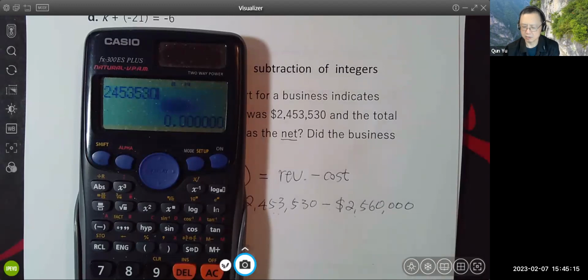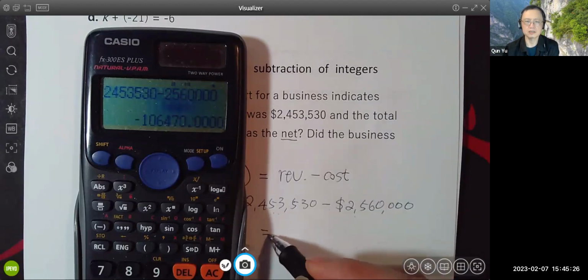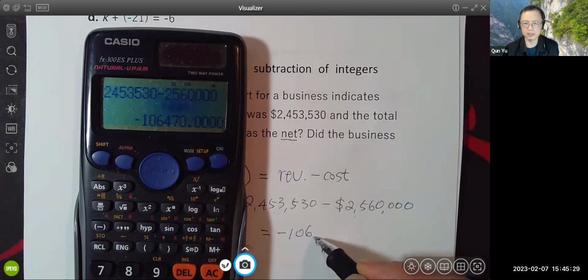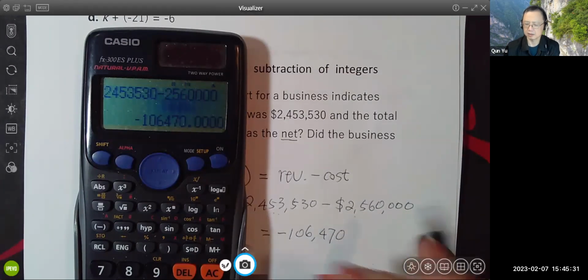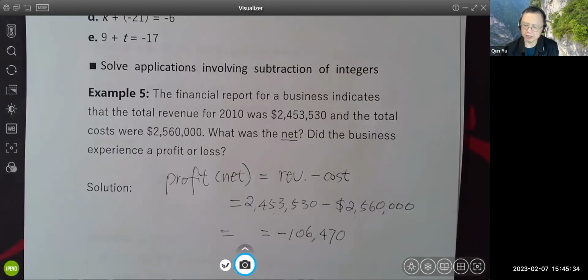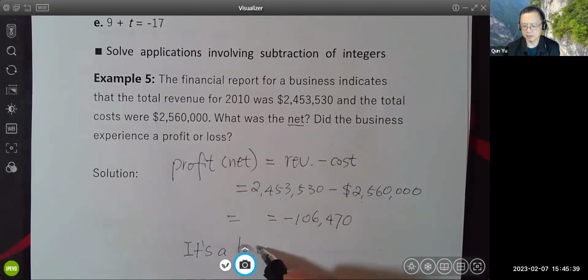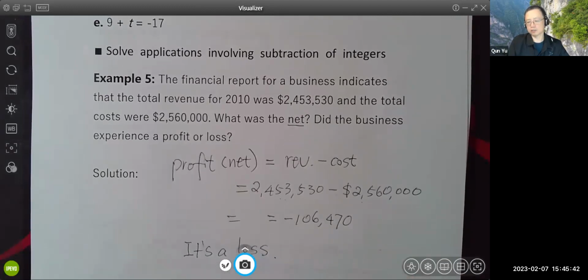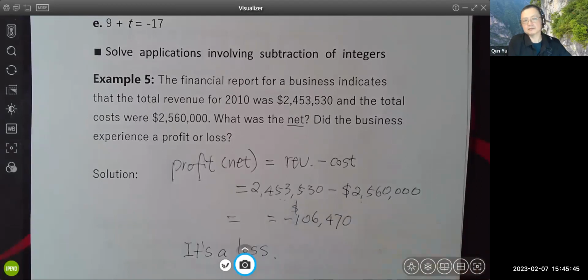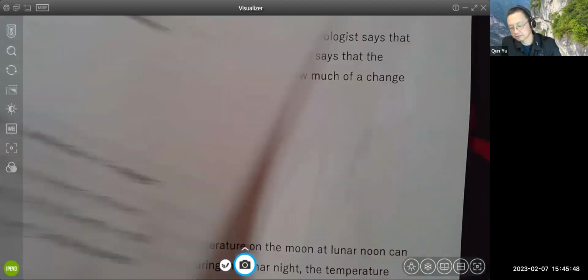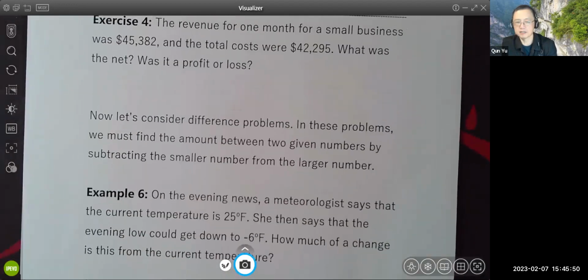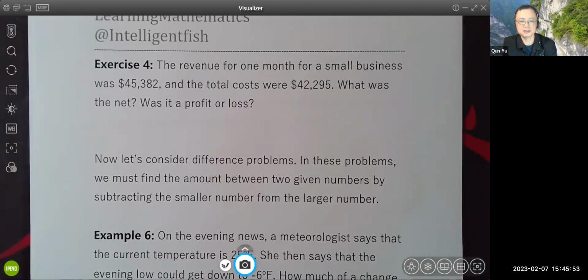2,453,530 subtract 2,560,000 equals. So we got negative 106,470. Since the net income is negative, it is a loss. It's a loss for this company. Yeah, that's our answer. That's our solution. You also have an application problem as an exercise, very similar.